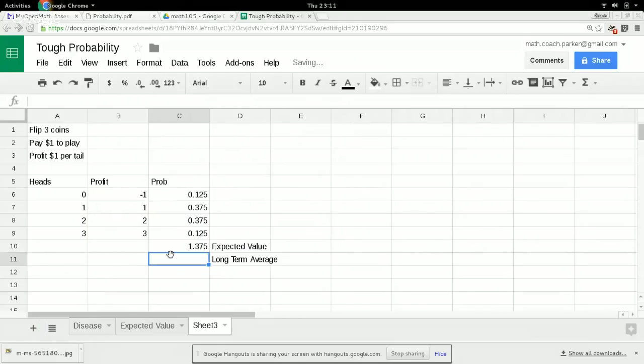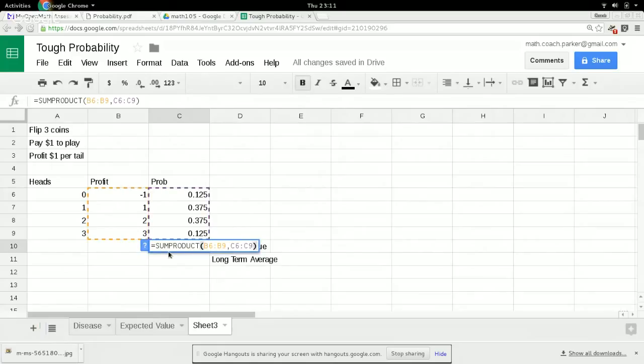It says 1.37. Hey, it's a fair game. Actually, it's not really a fair game, because I'm going to make out, and whoever I'm betting against is going to lose money. Let's double check I calculated that right. Take my profit, -1, 1, 2, and 3, and multiply by the associated probabilities. That is correct. So it turns out this is not a game that would be profitable for a casino because they would lose money, because on average, if I played this game 1,000 times, I should expect to win $1.38 per try.